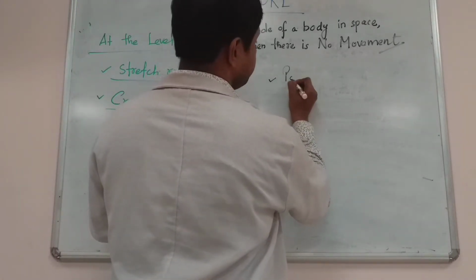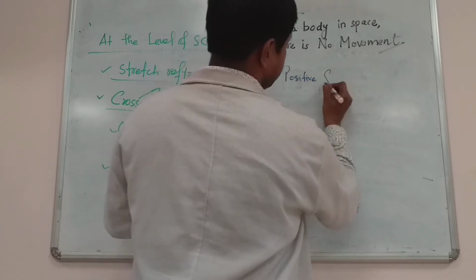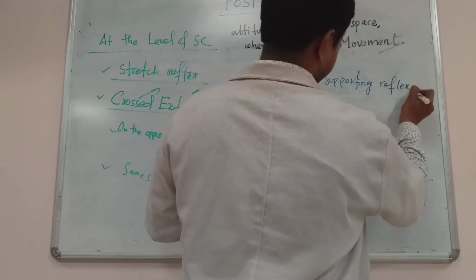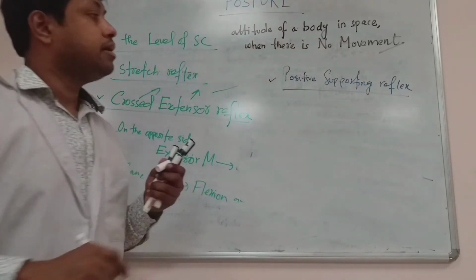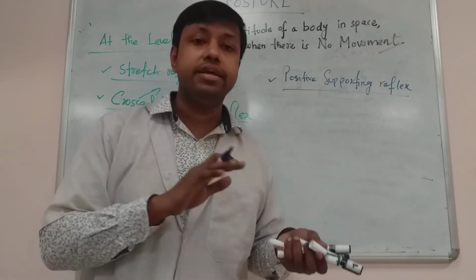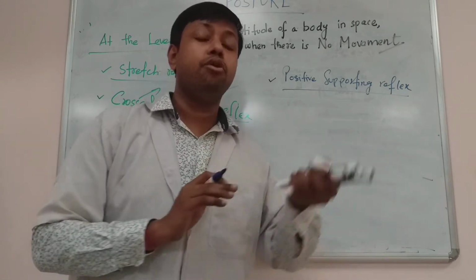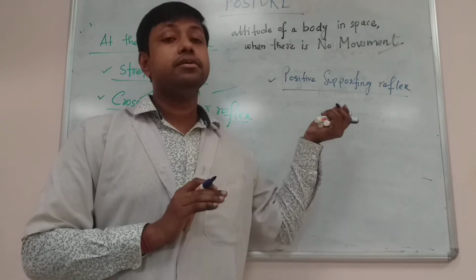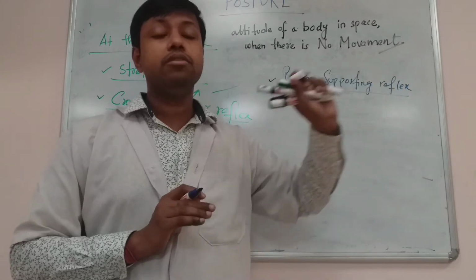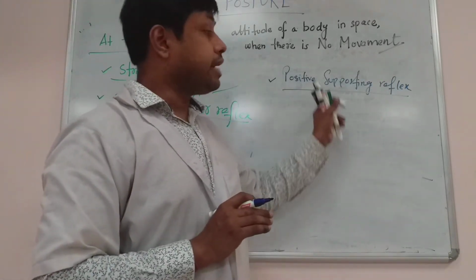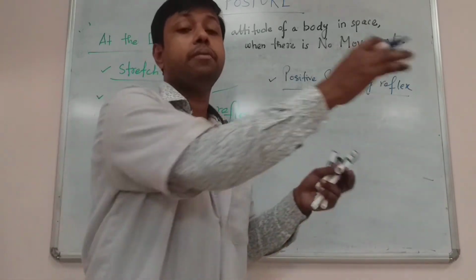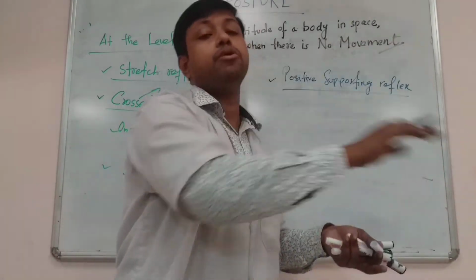Next important reflex is positive supporting reflex. What is positive supporting reflex? Suppose somehow the toe of a particular individual or an animal touches a supporting surface, it will try to extend the muscles of all the limbs. All the limb muscles will be extended so as to get the support of the supporting surface, so as to put the weight of the individual or animal on the supporting surface. Can you understand?